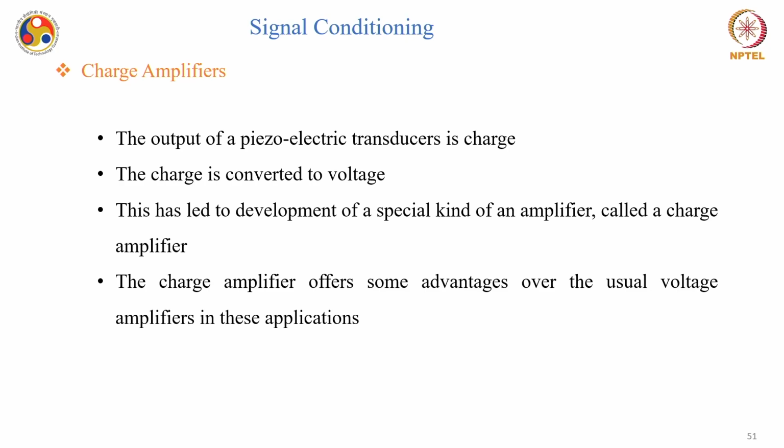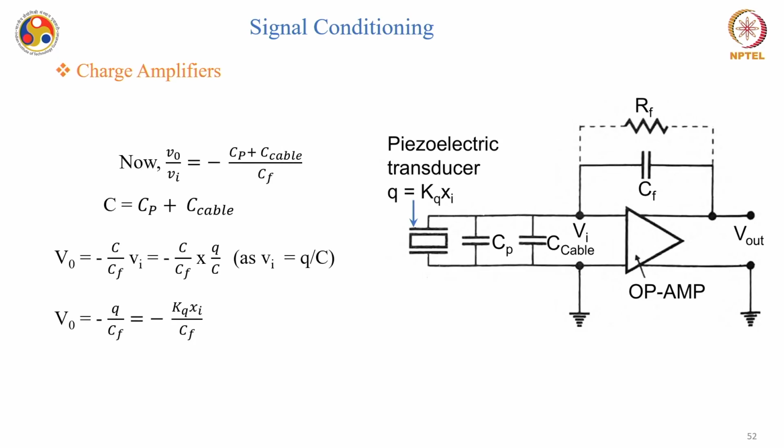Okay, now this charge is converted to voltage, and this has led to the development of a specific kind of amplifier known as a charge amplifier. The charge amplifier offers several advantages over a usual voltage amplifier for this kind of application, and that's why charge amplifiers are exclusively used for piezoelectric transducers. One such example is shown over here, a piezoelectric transducer and an op amp in conjunction with each other, and this is a kind of charge amplifier that we have.